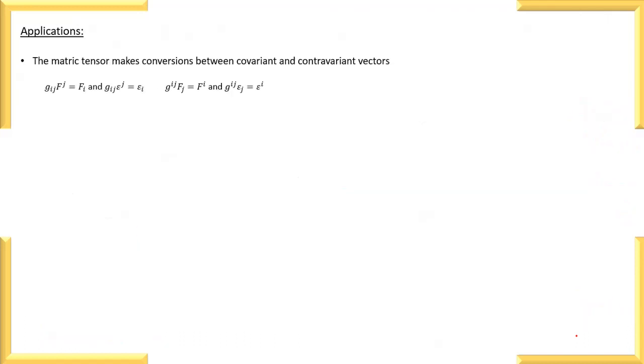So, let us find the applications of the metric tensor. The metric tensor helps us in converting covariant vectors to contravariant vectors. Consider a contravariant component of a vector fj. This fj can be converted to a covariant component by just multiplying it with the metric tensor. So, using the quotient rule, gij multiplied with fj will give you a covariant component. Similarly, a contravariant basis vector can be converted to a covariant basis vector by multiplying it with the metric tensor. Similarly, covariance can be converted to contravariance as well, in the case of components or of basis vectors.